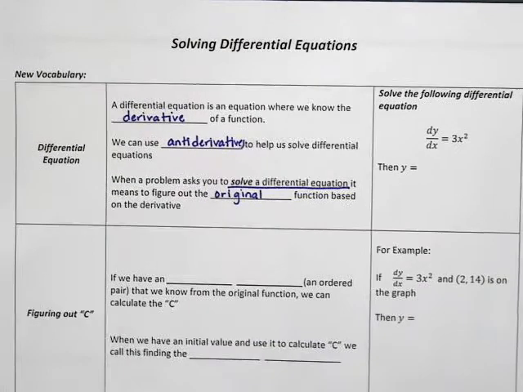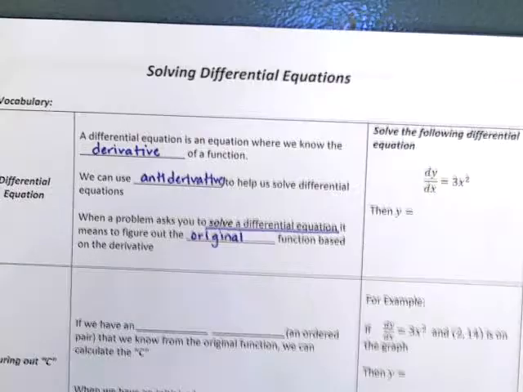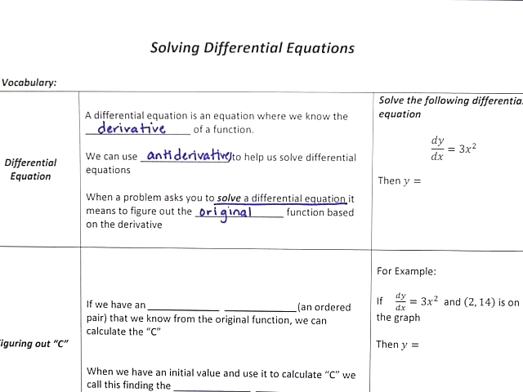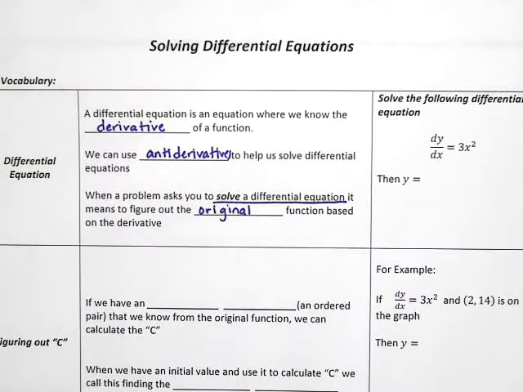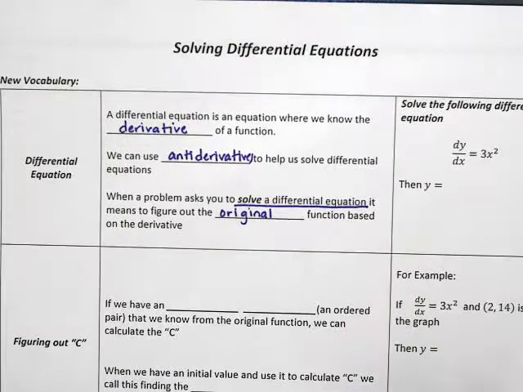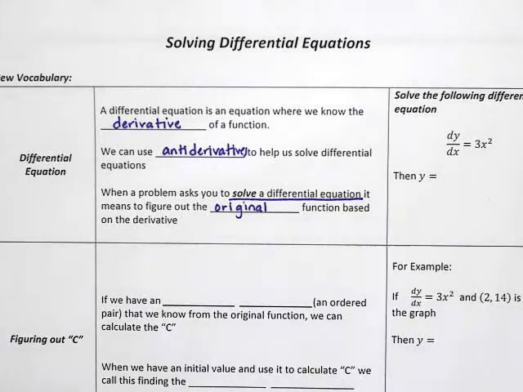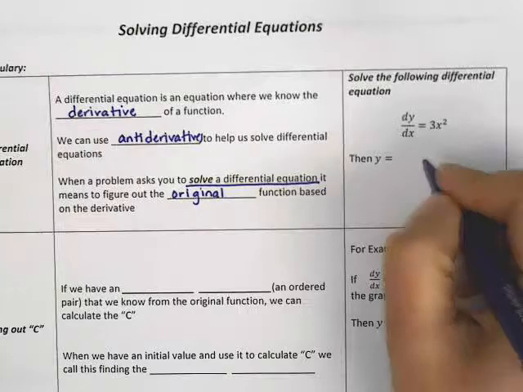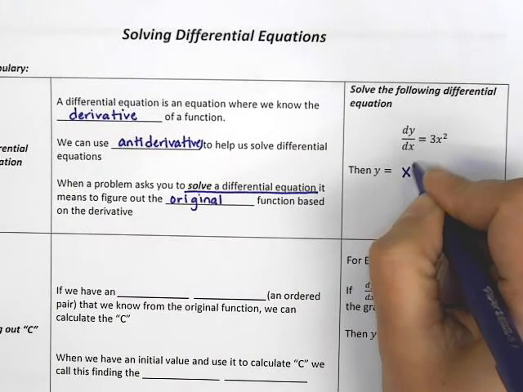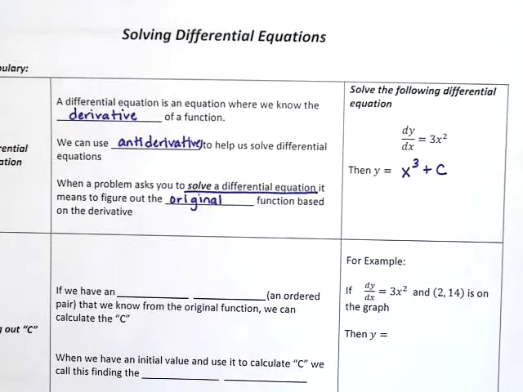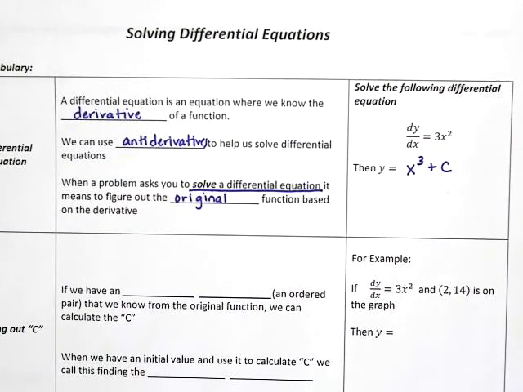So I'm going to zoom in just a little bit because there is going to be a lot of detail today, which means I have to really watch the edges of my paper so it doesn't go off the screen. Now, for example, if it says in this problem that the derivative of my function is 3x squared, then the original function would have been x to the third power plus c. Now that's nothing new. We've done this before.